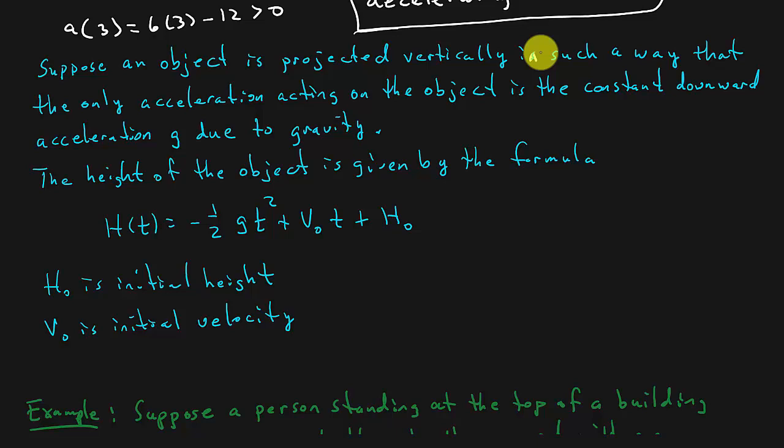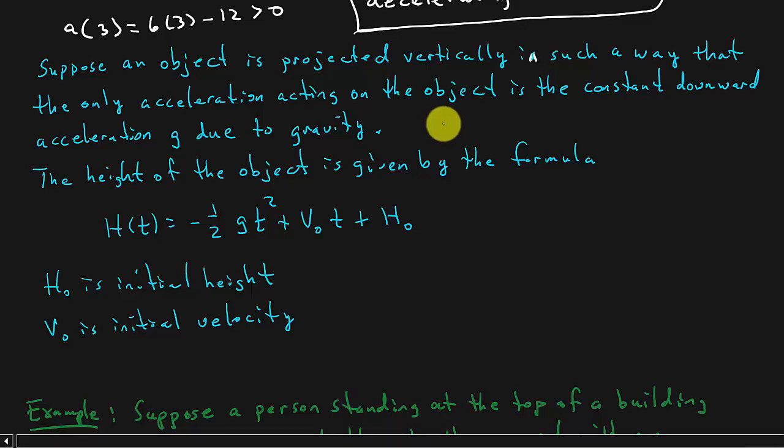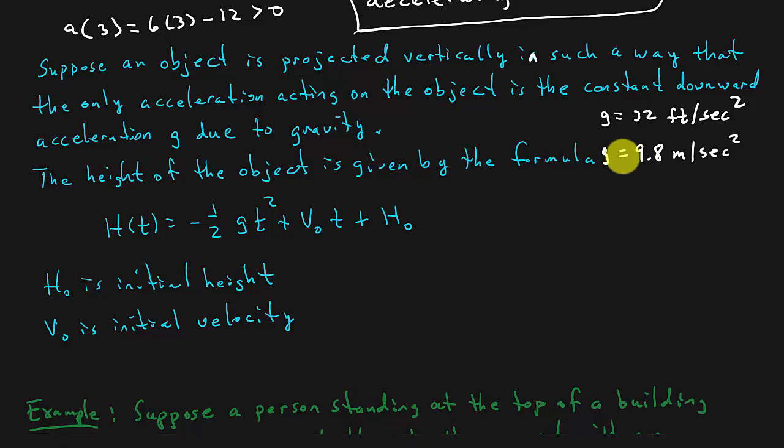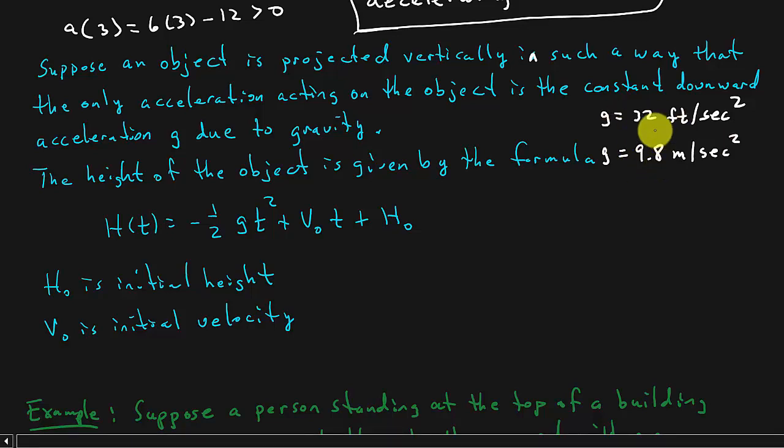Now, do we know what the acceleration due to gravity is? Well, if you're in feet and seconds, g would be 32 feet per second squared. And if you're in meters and seconds, the acceleration due to gravity would be 9.8 meters per second squared. So depending on if you're in feet or meters, that's going to depend on if you're using 32 or 9.8 for g.